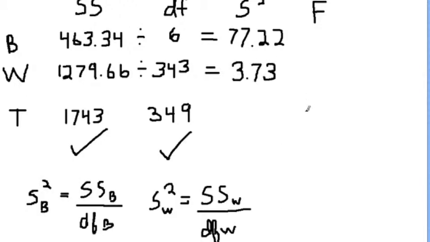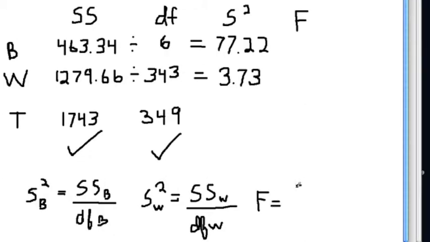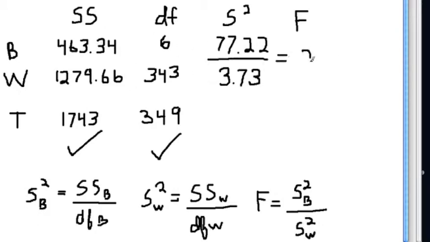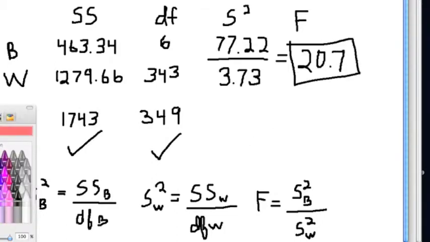And our final step, to get F obtained, we take the variance between over the variance within, which means we can just put a little line right here and get 20.7. And that is our F obtained. That's what all this work was getting us to.